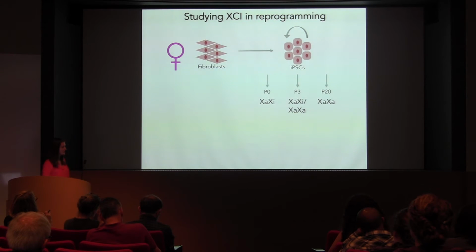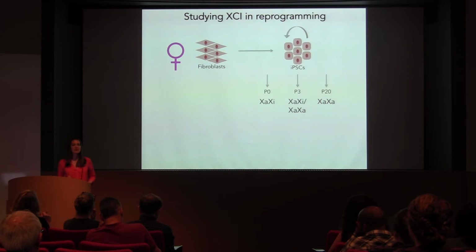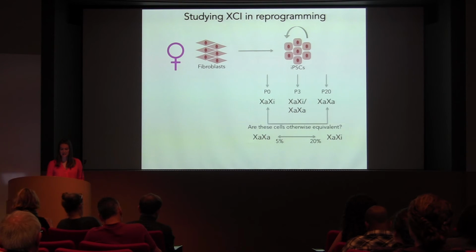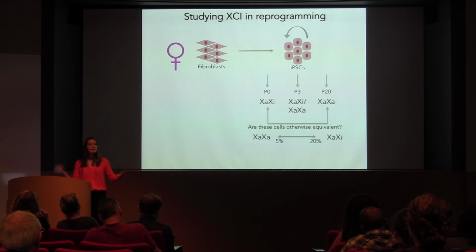And so just to summarize this, we can see changes over time in terms of what's happening to the X chromosome. And on top of that, there appears to be some effect of what's happening in different oxygen tensions. Now, this raised a really interesting question. Just because we're losing XIST, does it mean that these cells are otherwise equivalent? Maybe we're just losing one thing, but maybe everything else is totally fine.